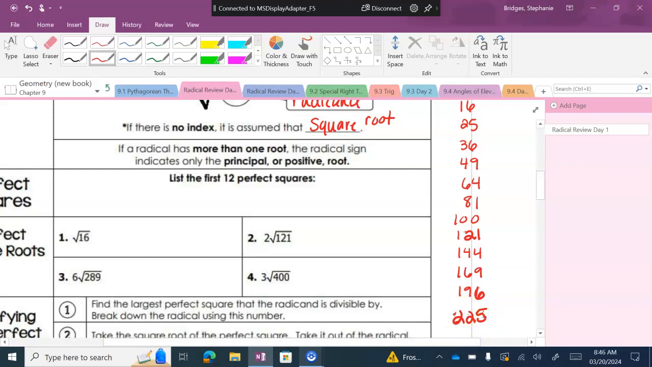Now, you could continue and make your list longer by doing 16 times 16, 17 times 17, 18 times 18, so on and so forth. Okay, but we're going to have a list of the first 15. And we're going to use those to help us simplify. So if I were you, I would make sure I have that list written over to the side somewhere. Those are your first 15 perfect squares.